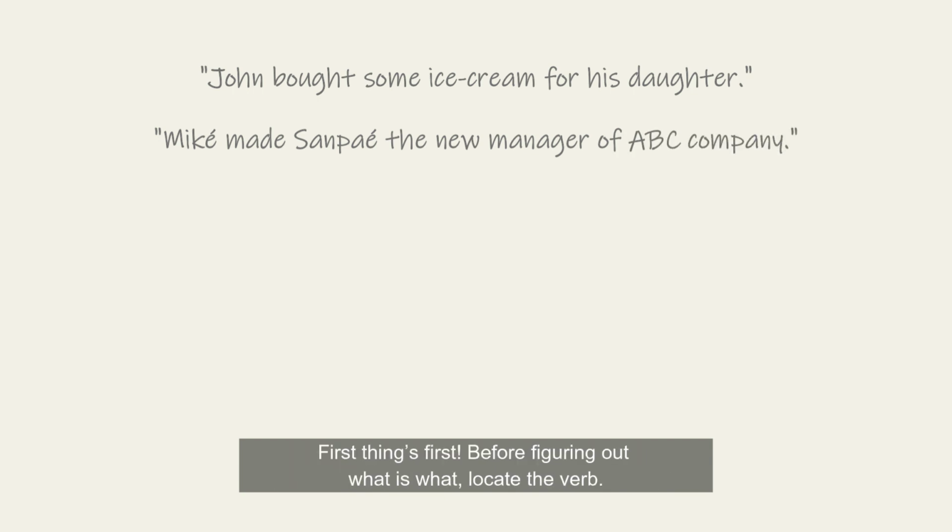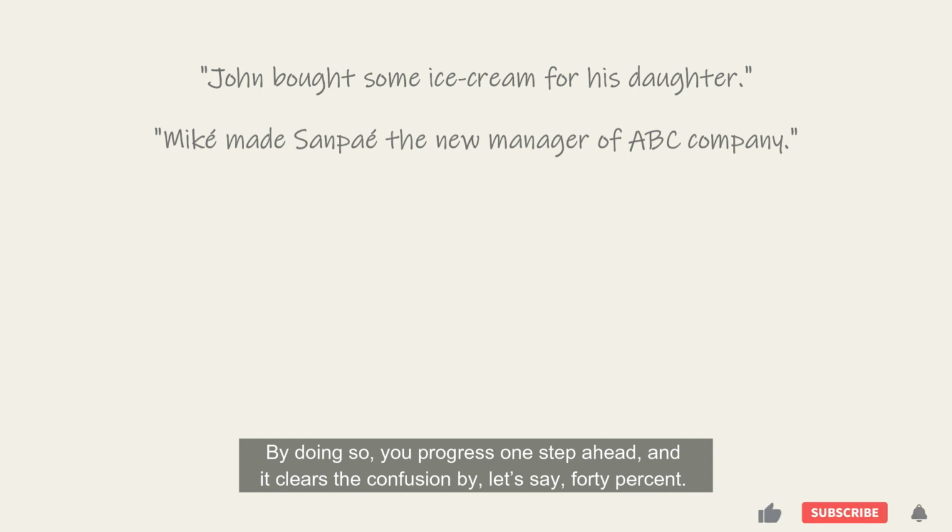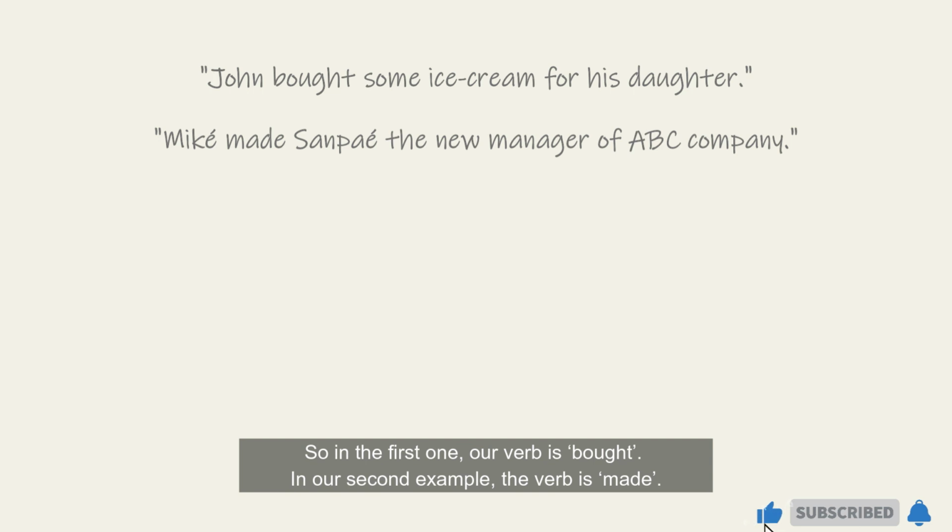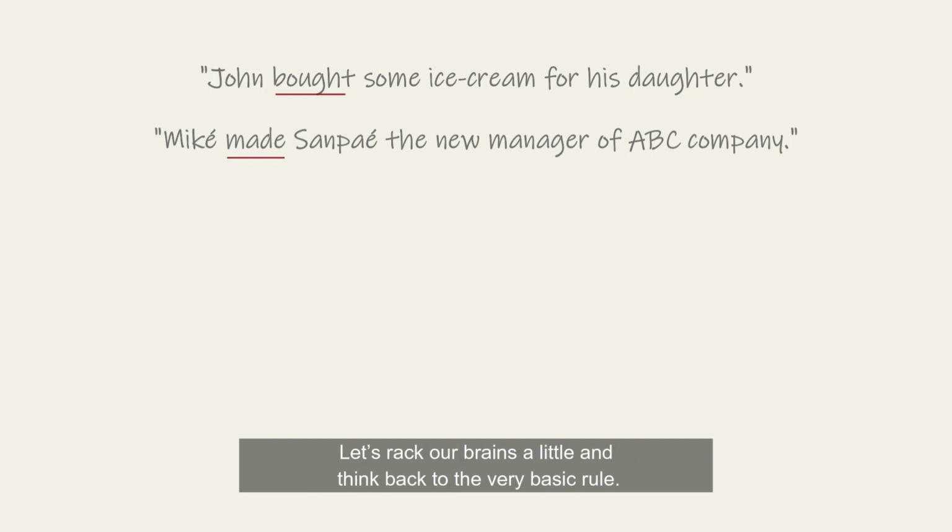First things first. Before figuring out what is what, locate the verb. By doing so, you progress one step ahead and it clears the confusion by, let's say, 40%. So in the first one, our verb is bought. In our second example, the verb is made.